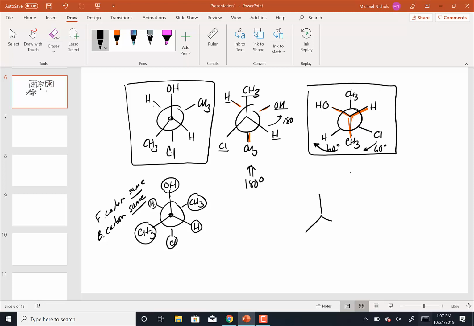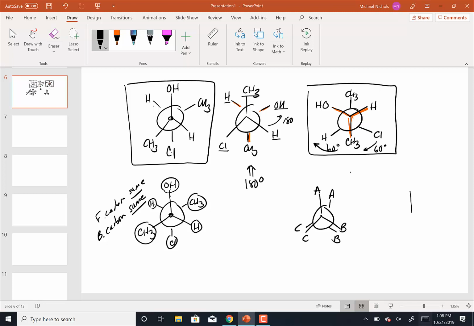A meso Newman projection would look like this. If you can put the molecule into that, that is a meso Newman projection. But if the front carbon and the back carbon don't have exactly the same three groups attached, it can't be meso.